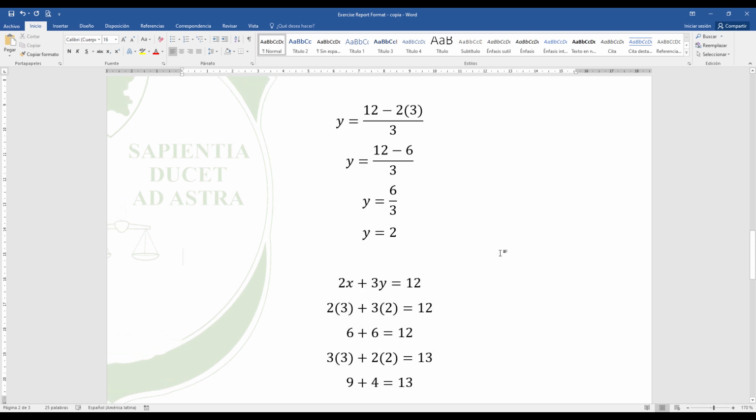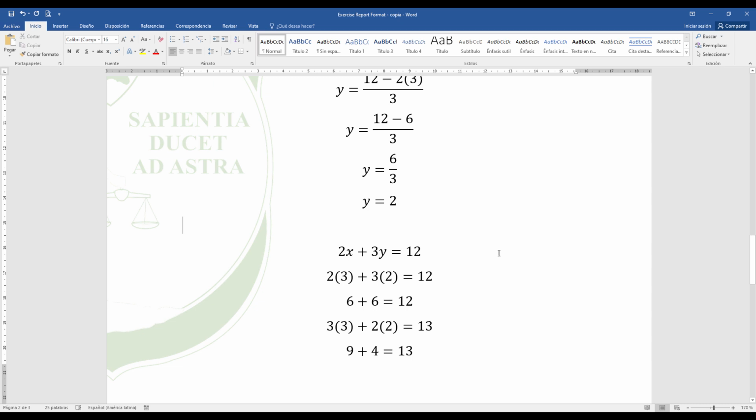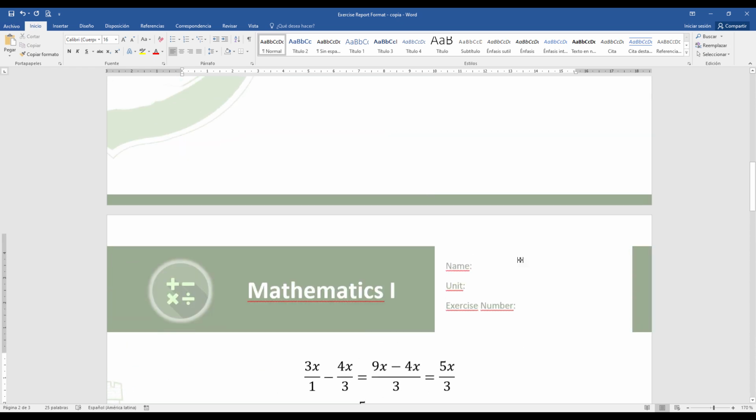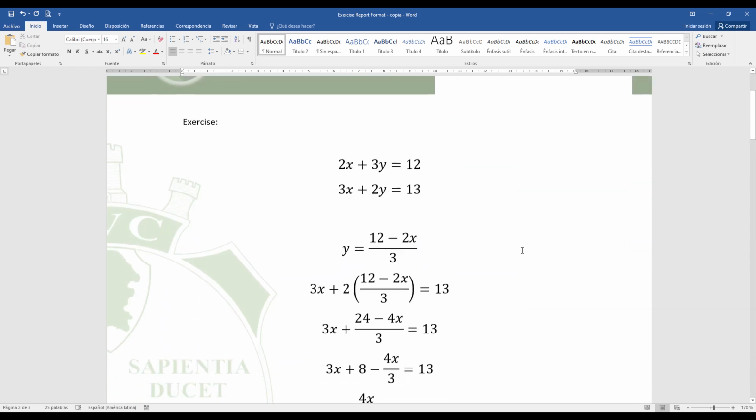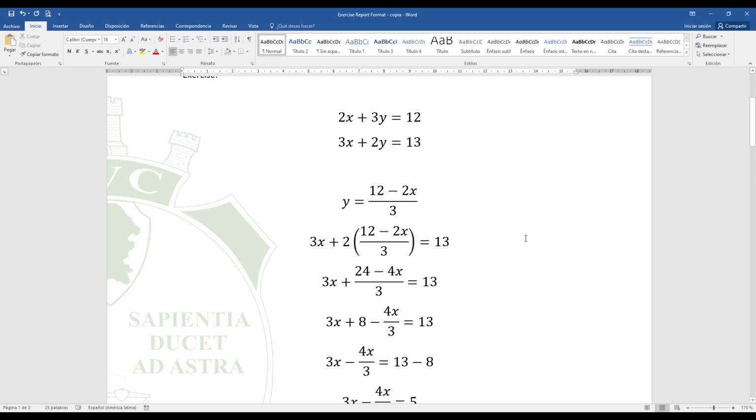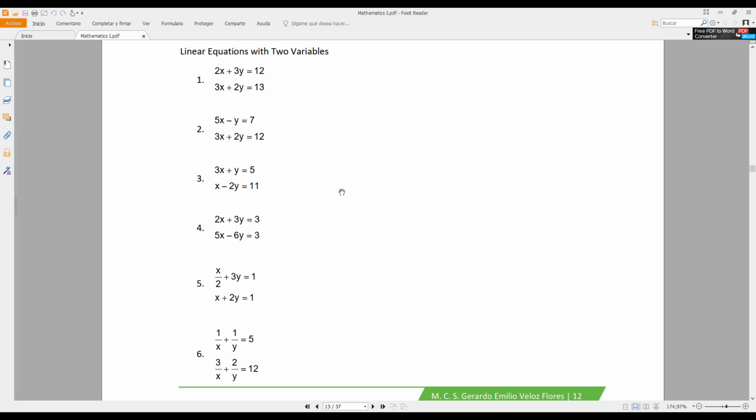It's a little long, a little more complicated than the other method, but this is another way to solve these linear equation systems. So you need to solve by that method the first 5 systems of equations.